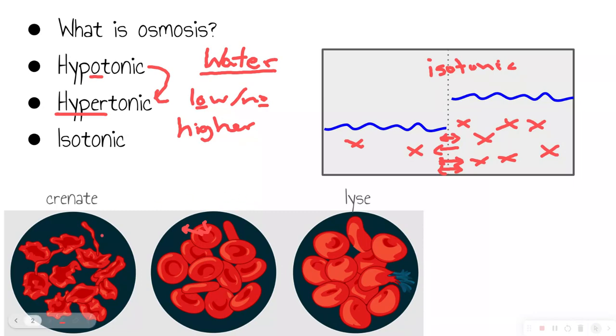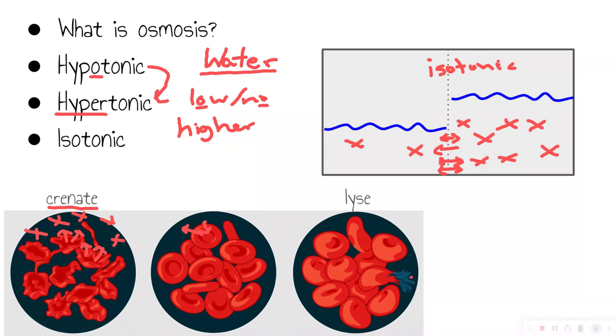But if we have a red blood cell and we place it in a hypertonic solution, remember hyper, higher, so we're going to have a higher concentration of our solutes outside the red blood cells than inside. We are going to have a net movement of water out of the red blood cells. This is going to cause them to crenate. They're going to kind of fold in on themselves. And this happens when we place a red blood cell in a hypertonic solution. The solution is hypertonic to inside the red blood cell.